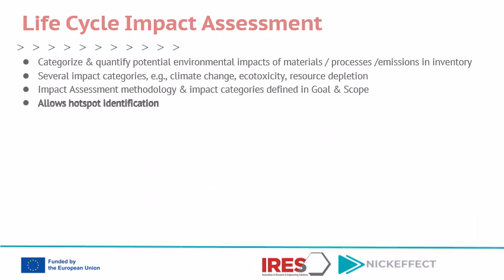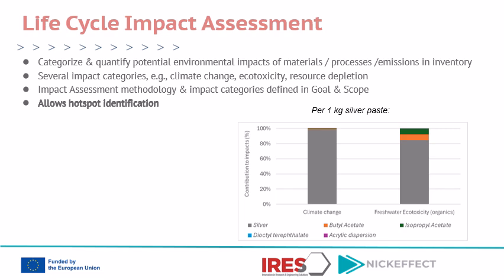So as I said, LCA allows hotspot identification. We can do that, of course, within each of the chemicals, but we can also do it for the full formulation. So for example, here we can see that per 1 kilogram of silver paste itself, so the entire formulation, in terms of climate change, the majority of the impact is due to the silver, whereas in terms of freshwater ecotoxicity, we see that other compounds such as the isopropyl acetate or the butyl acetate included in the formulation also have a measurable contribution to the impacts.